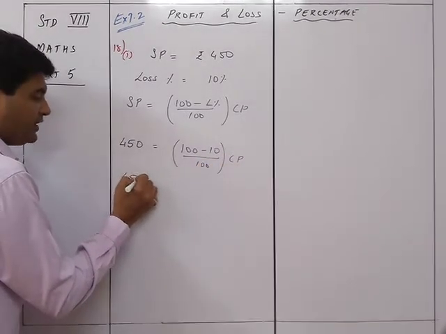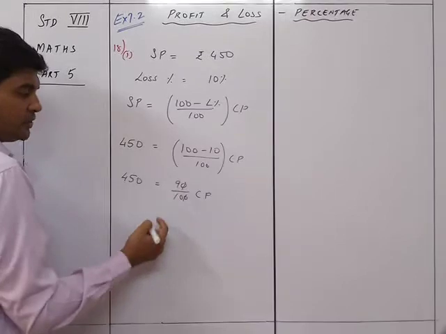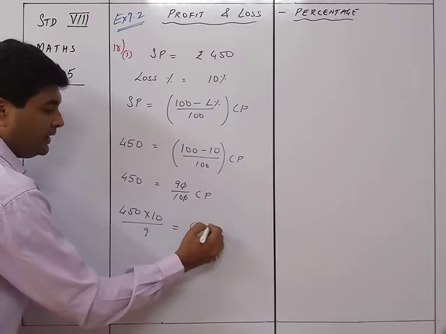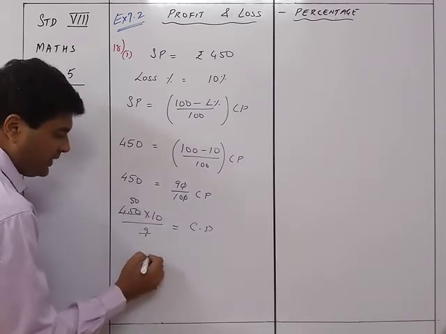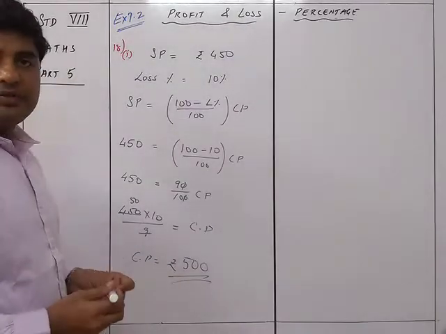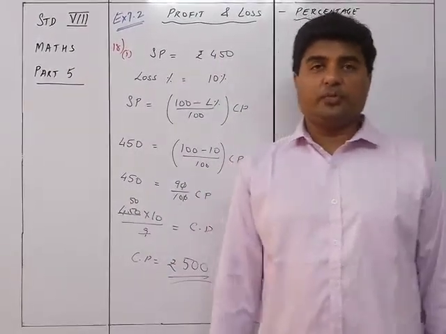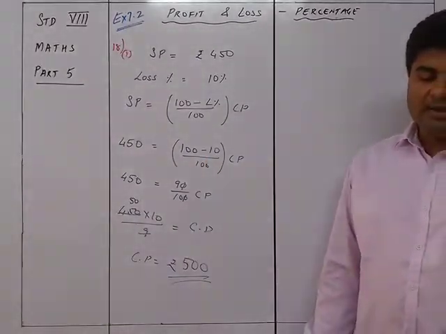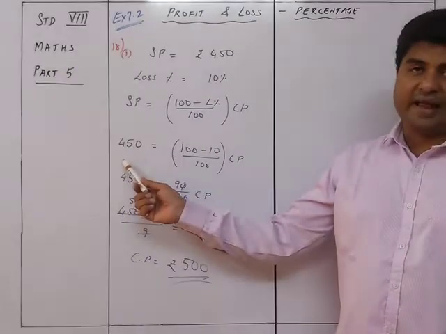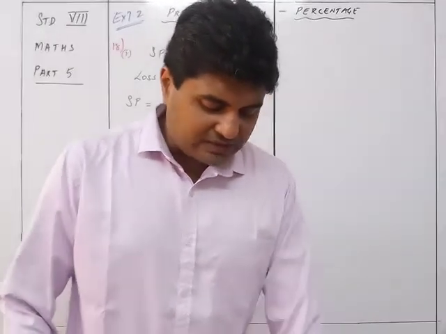So that will be 450 is equal to 90 upon 100 into CP. So this gets cancelled over here. Accordingly it will be 450 into 10 upon 9 is equal to CP. Hence it is going to be 50s, so CP will be equal to rupees 500. That will be the cost price of the article when the selling price and the loss percentage are given. The same thing can also be done in the second sum, where profit is given. In that case it will be 100 plus 15 and the amount will be 690, and accordingly you'll find out the CP. So this was sum number 18.